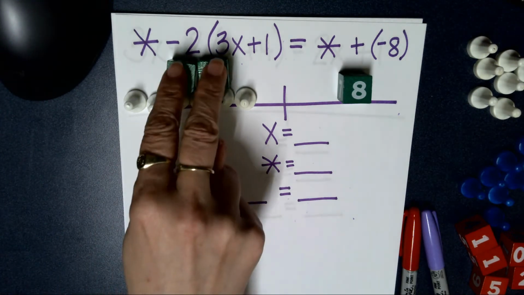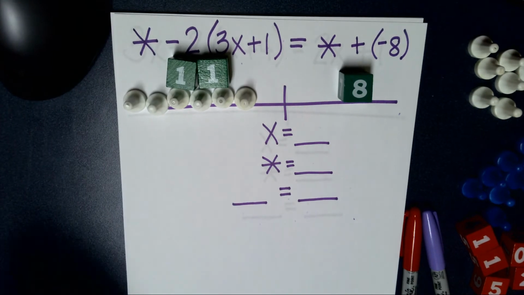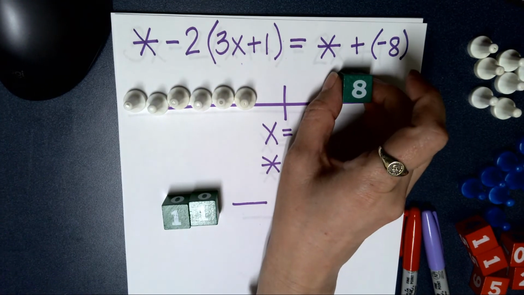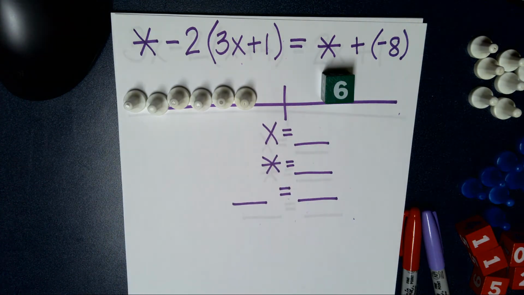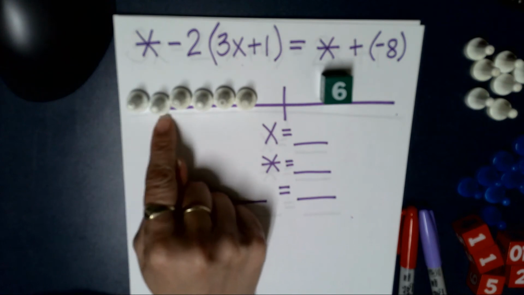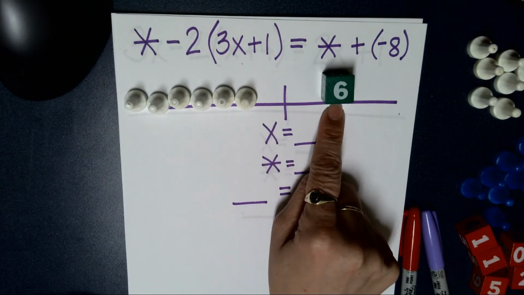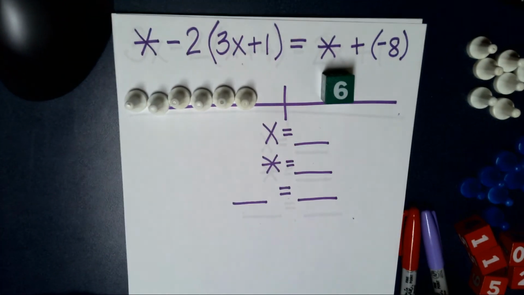Now we have the opposite of 2 and we have the opposite of 8. So if we want to take away 2 from this side, we also have to take away 2 from this side, and that will make this the opposite of 6. So I have 1, 2, 3, 4, 5, 6 stars is equal to the opposite of 6. So 1 star is going to be the opposite of 1.